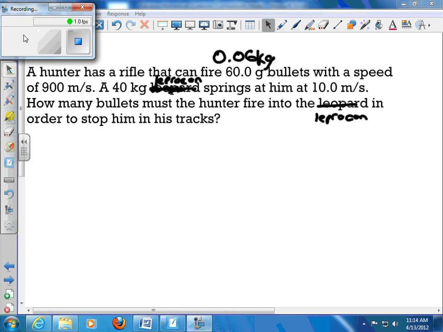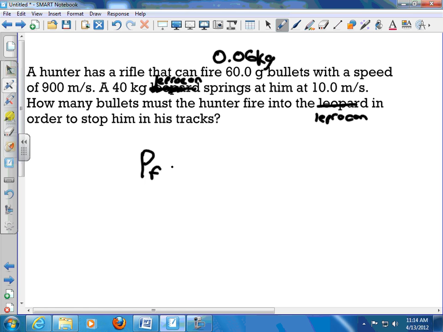Backwards. So our final momentum is 0 because our final velocity is 0. So PF equals, doesn't matter what our mass is, times V, 0 equals 0. Okay. Oh, so we stop. It doesn't matter. Yeah. The mass is going to be the mass of the leprechaun plus the mass of all the bullets that are inside.